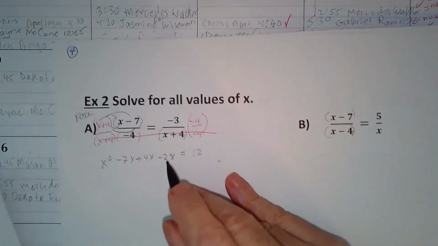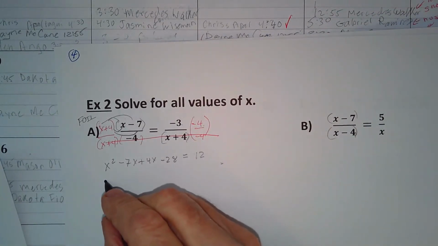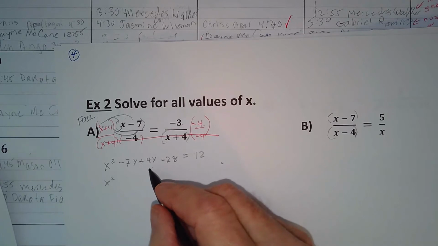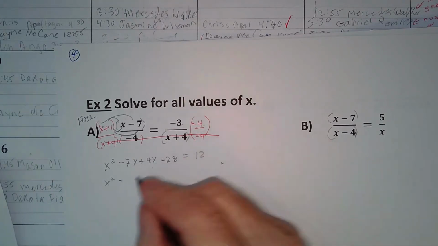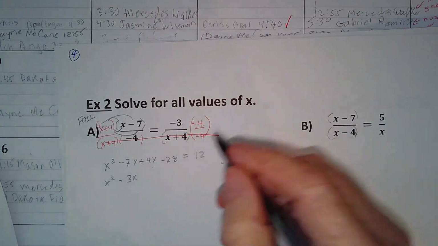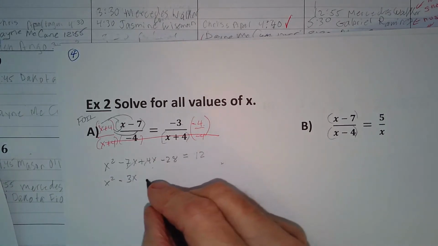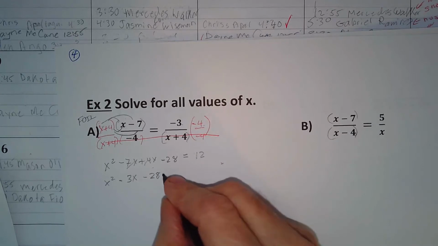Okay, let's put our likes together. So I've got x squared. I've got negative 7x and 4x. That's negative 3x. I've got negative 28. And that equals 12.